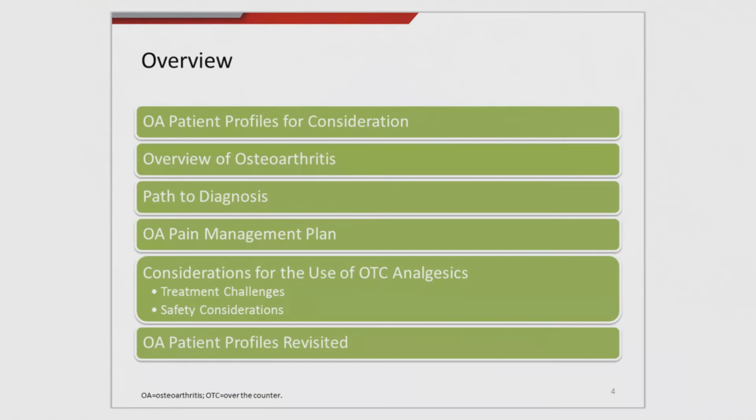First, we will look at some typical osteoarthritis patient profiles that you might see in your office. We're also going to look at what this disease process means to a practicing primary provider. We're going to determine how we reach that diagnosis. We'll discuss formulating a treatment plan using non-pharmacologic and pharmacologic treatment options. Then we'll get into the meat of things.